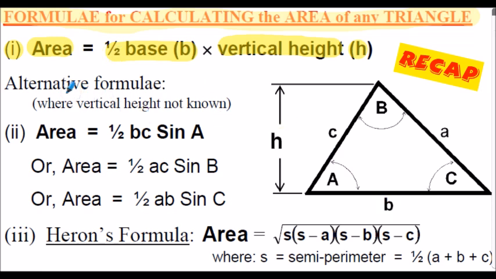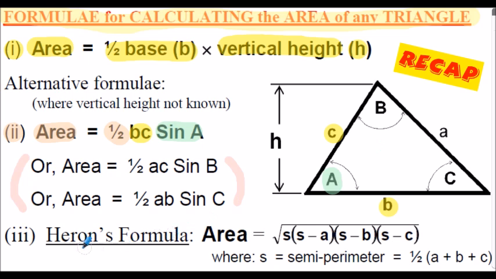I've also shown you some alternative formulae. Item 2 here, area of the triangle can be calculated from a half, b multiplied by c, multiplied by the sine of angle A, where b and c are the side lengths, capital A is the angle. And again I've shown some variations in this formula, changing the notation.